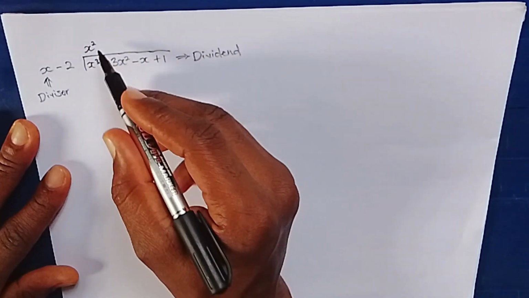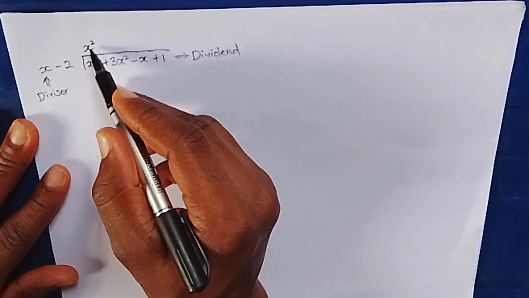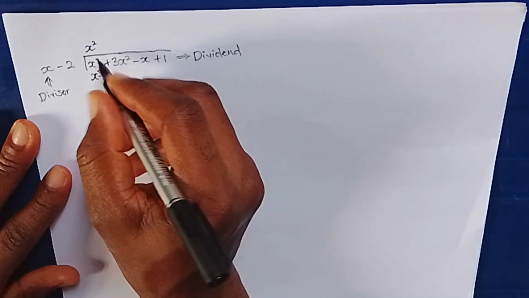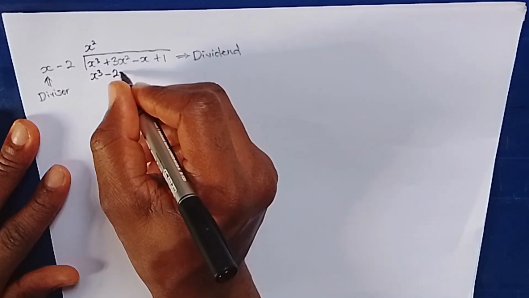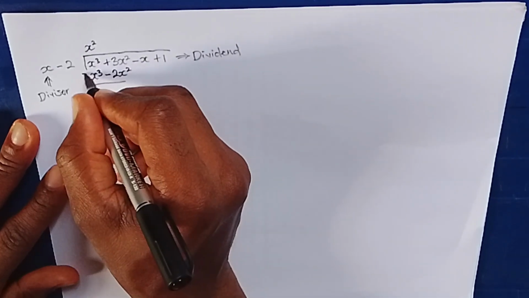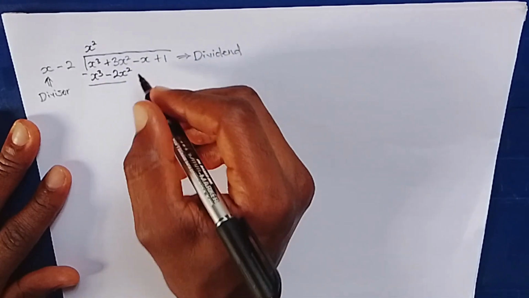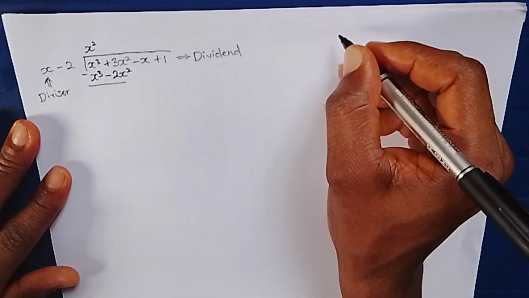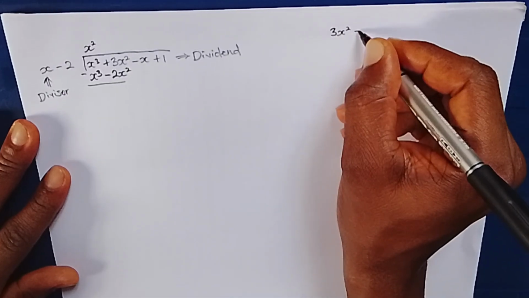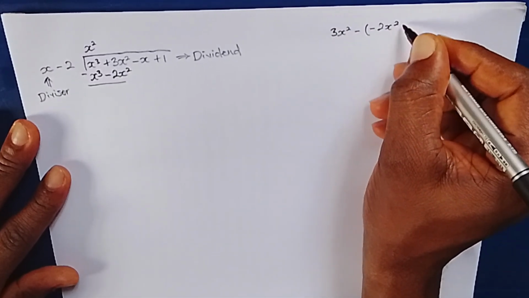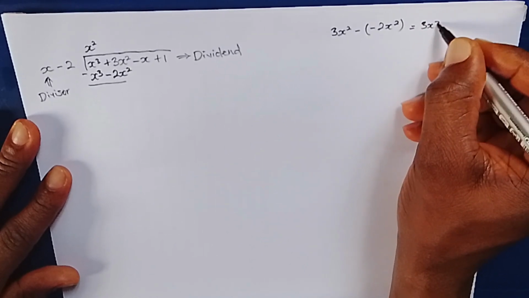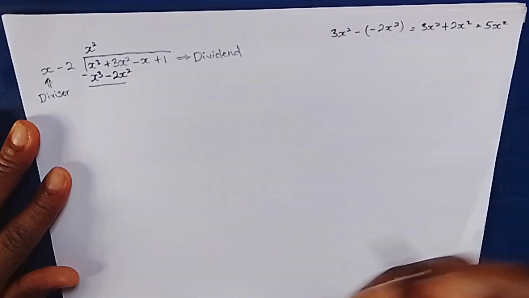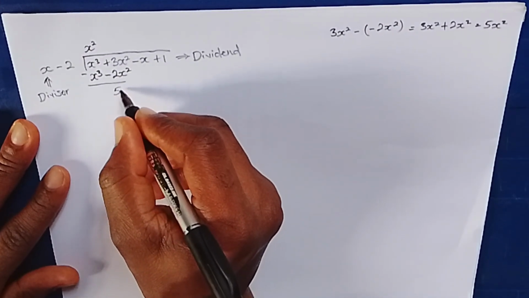After you've done that division, you will now multiply the whole divisor by what you got. So now we have x squared times x, it gives us x cubed. x squared times minus 2, you have minus 2x squared. So what you do now is subtract this. x cubed minus x cubed is 0. Then 3x squared minus 2x squared. Please take note of your signs. You have 3x squared minus minus 2x squared. This is equal to 3x squared plus 2x squared, which will give you 5x squared. So this becomes 5x squared.